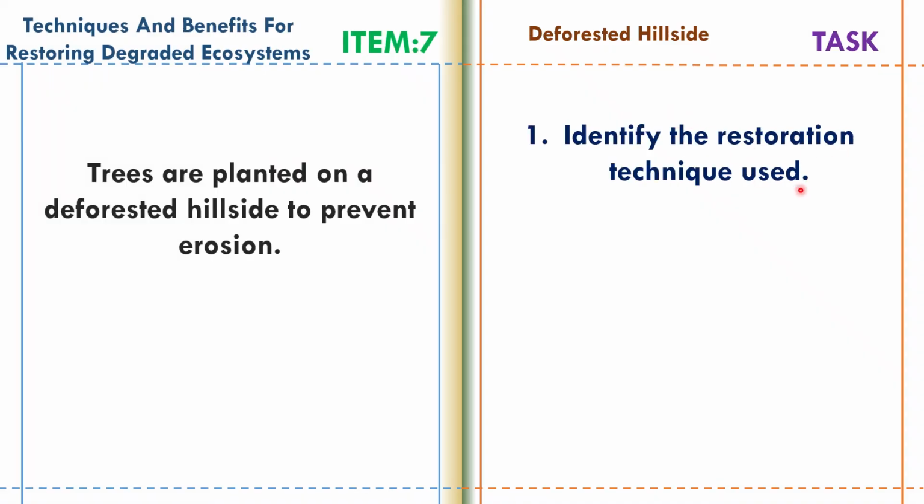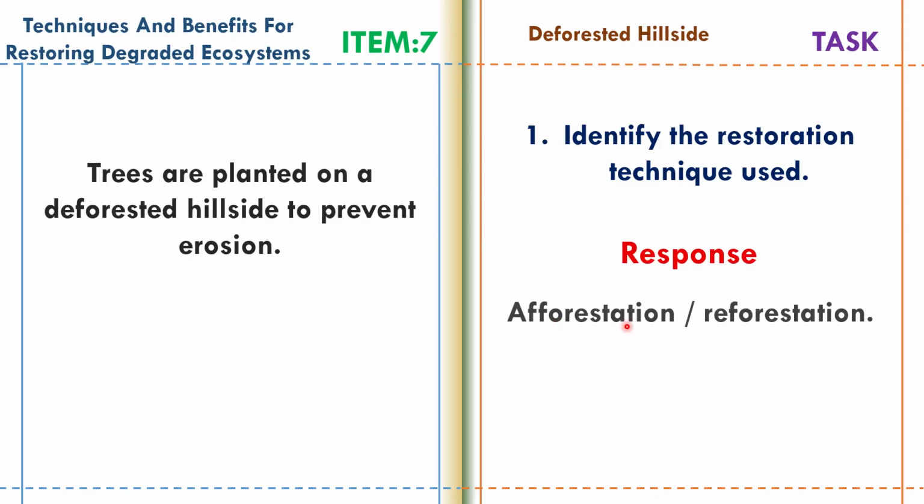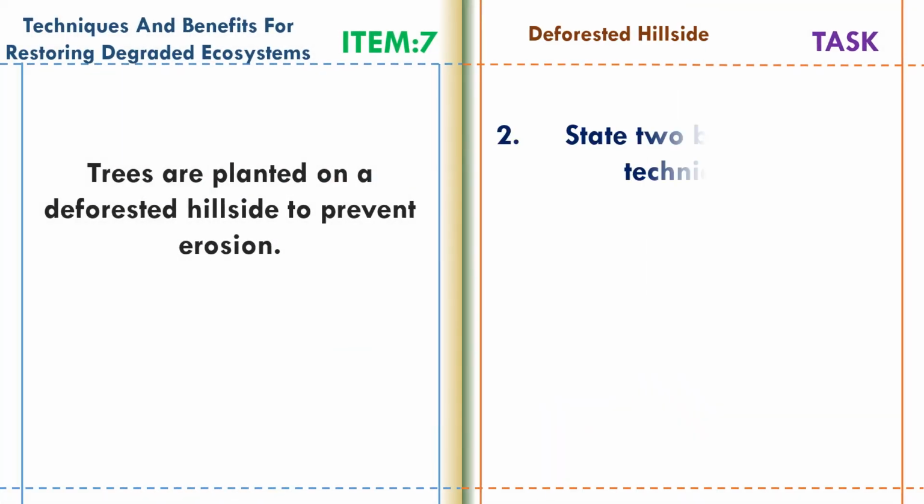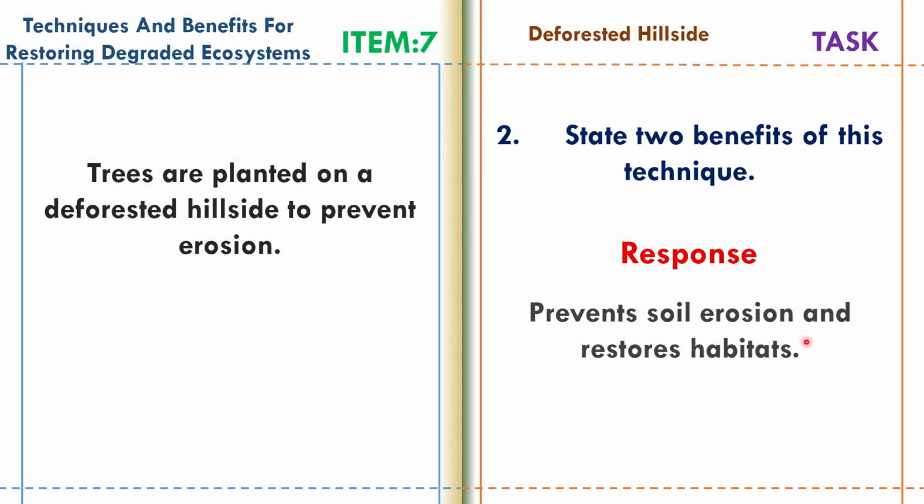Identify the restoration technique used. Afforestation and reforestation. State 2 benefits of this technique. Prevents soil erosion and restores habitats.